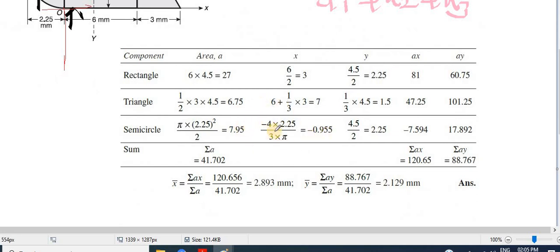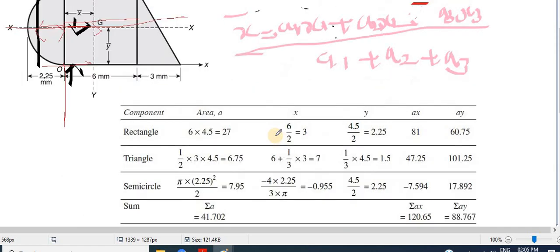Any doubt, you please ask me now only, today only, so that you will get clarified by this problem.